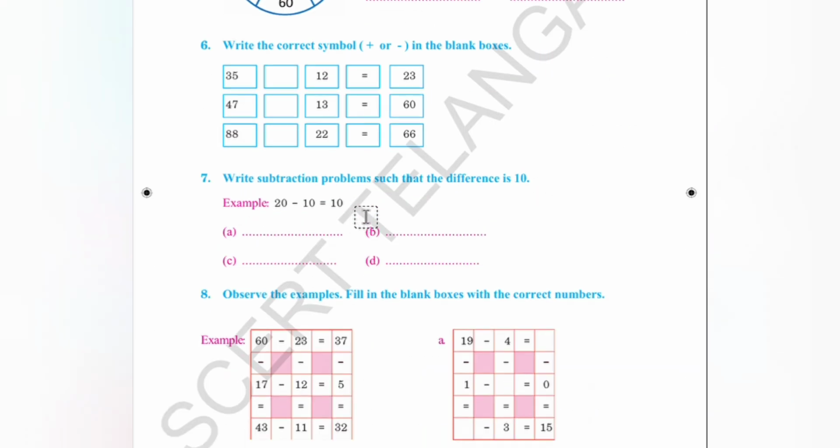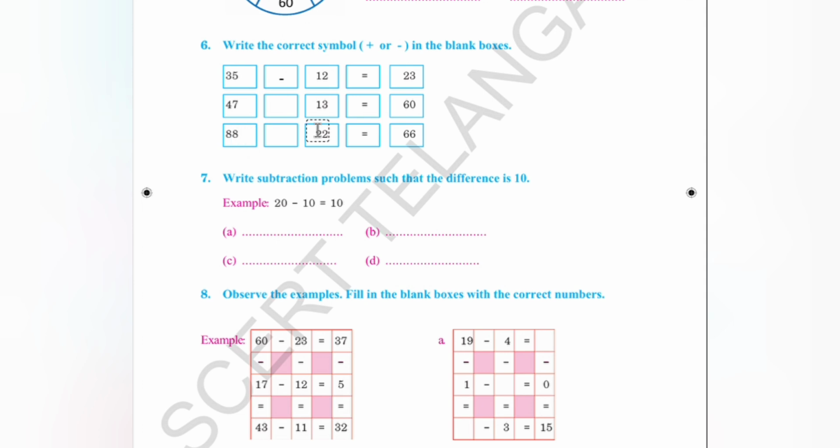Okay. Write the correct symbol plus or minus in the blank boxes. So we can see this is the larger number 35. Here is the smaller number 12. Here what is the answer? It is a smaller number than this. It is reduced. So put the minus sign. So 35 minus 12. That is 5 minus 2, 3. 3 minus 1, 2.